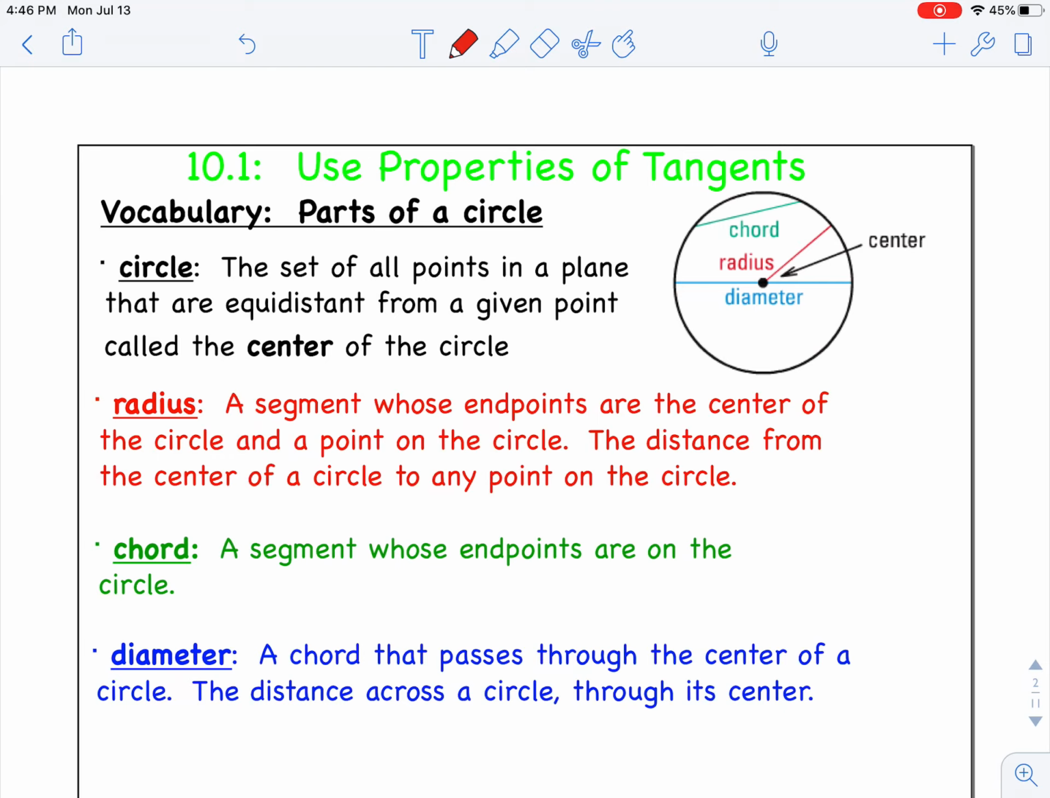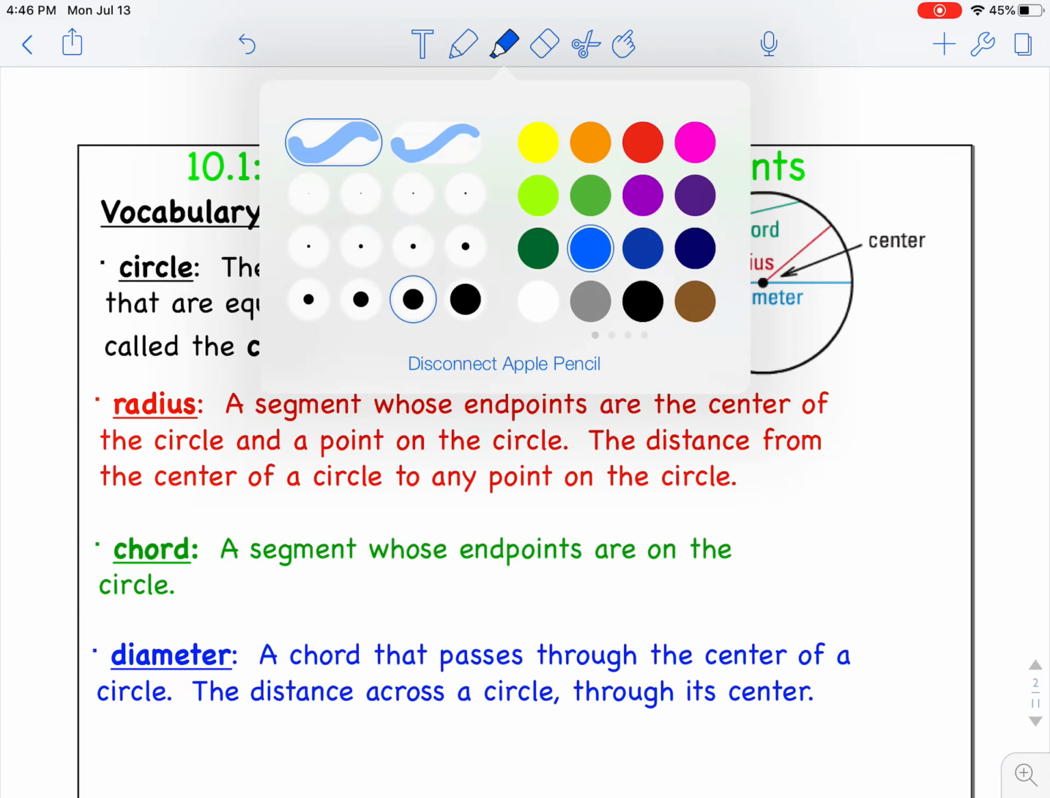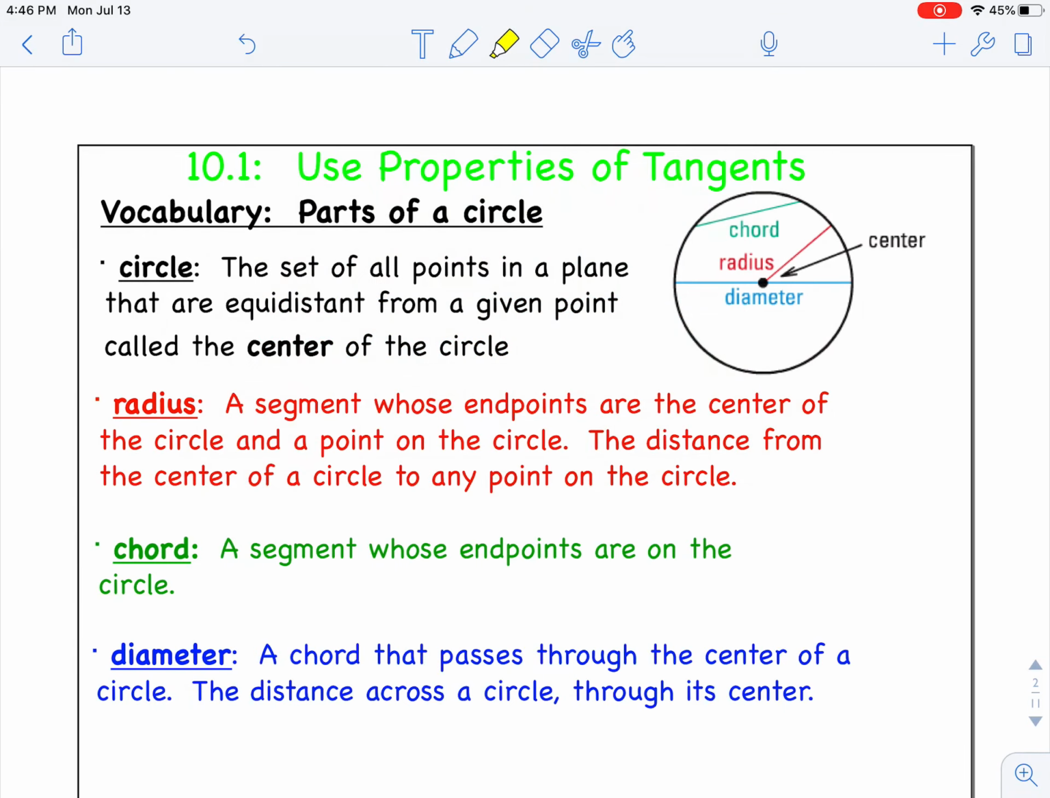So let's look at some vocabulary first. First of all, the circle is a set of all points in a plane that is equidistant from a given point called the center of the circle. So we kind of already know what a circle is, but it's the set of all points that are equidistant. And there's an infinite number of points. And all the infinite points make up the circle.